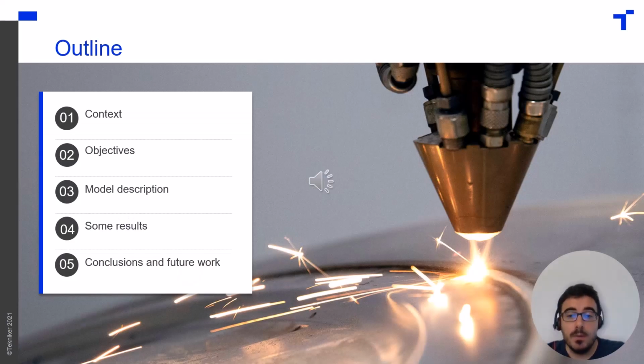So my topic for today is related to additive manufacturing of metals, in particular when using a laser as the energy source. Here in this slide you can see the outline for the talk. We will start and move on to the context definition.